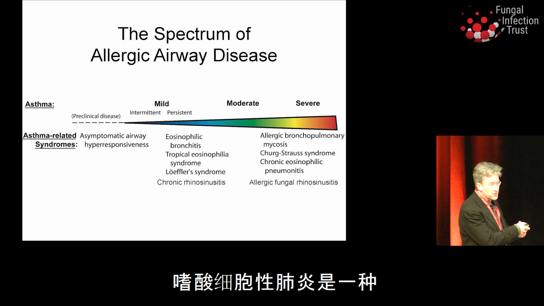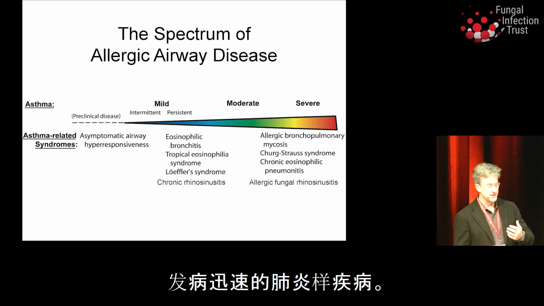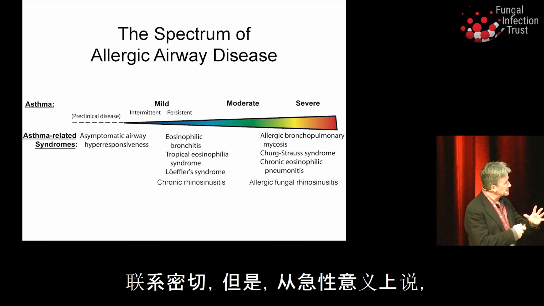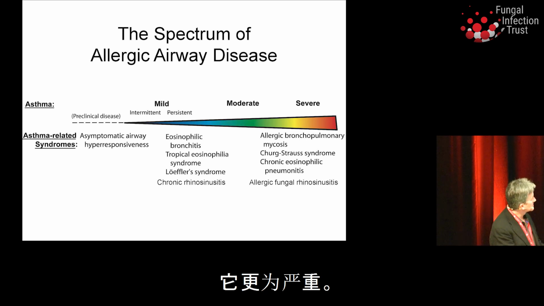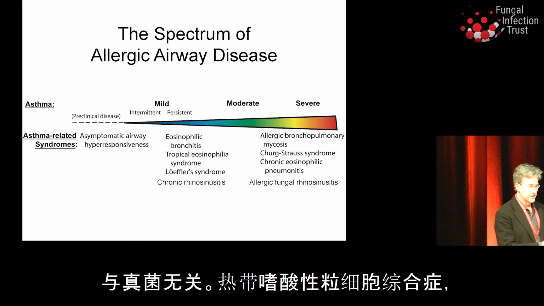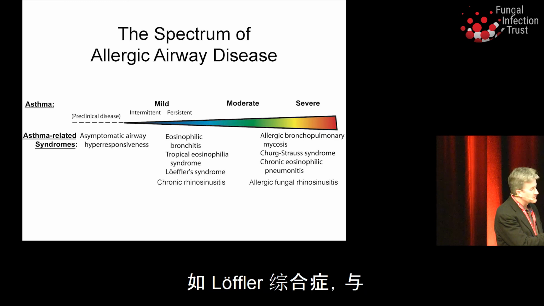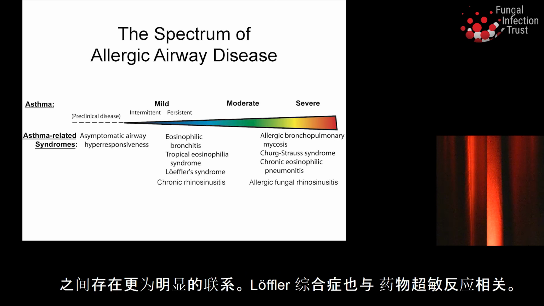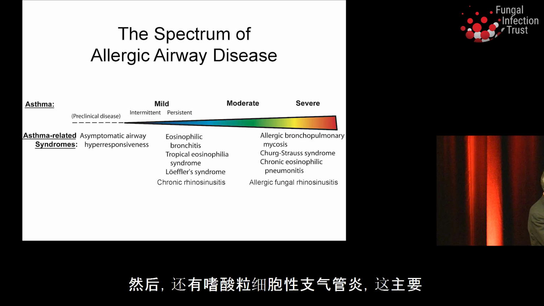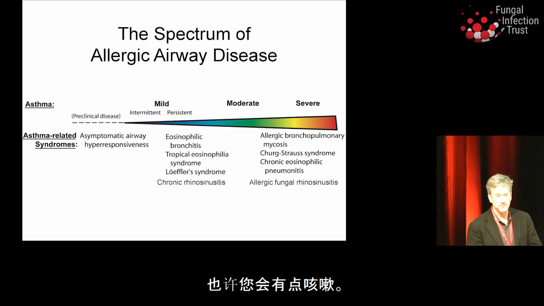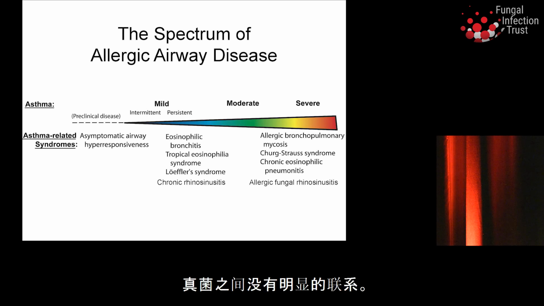Chronic eosinophilic pneumonitis is a pneumonia-like disorder that's rapid onset. The lungs basically fill with eosinophils. Again, it has a pretty strong connection to asthma, but it's just much more severe in an acute sense. There's things on the mild to moderate side that are not fungal related. So tropical eosinophilia syndrome, Loeffler syndrome, these have been more clearly linked to parasitic worms or parasites of some form that get lodged in the lung. Loeffler syndrome has also been linked to drug hypersensitivity reactions. And then there's eosinophilic bronchitis, which is basically some eosinophils in the airway. Maybe you have a little bit of cough. But most of these disorders do not have a clear link to fungi.